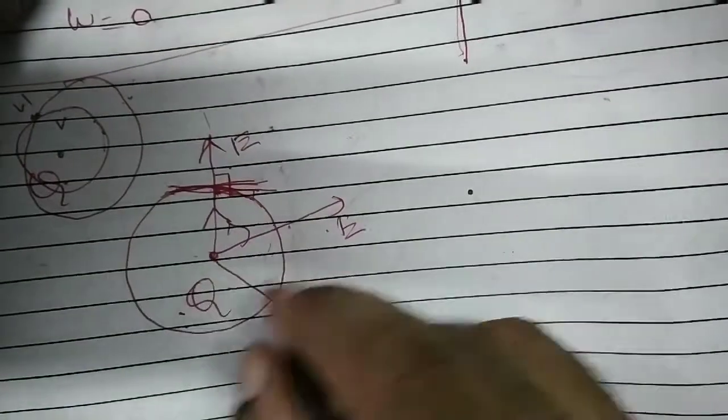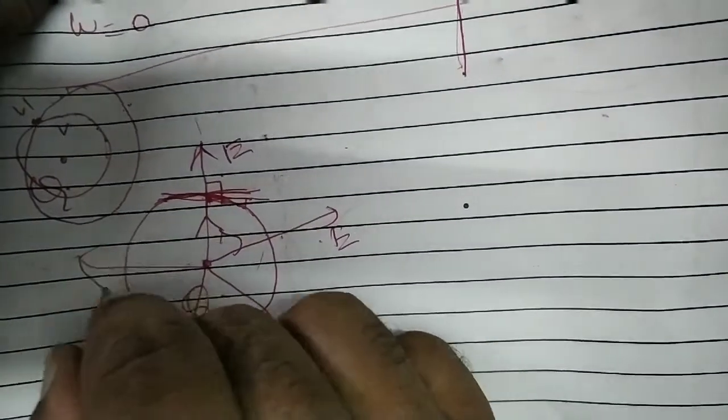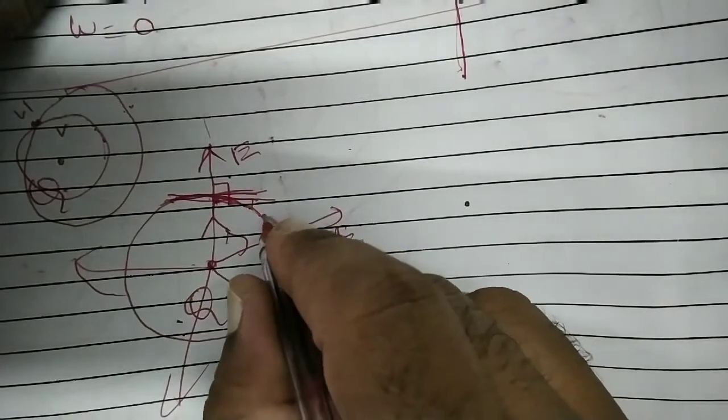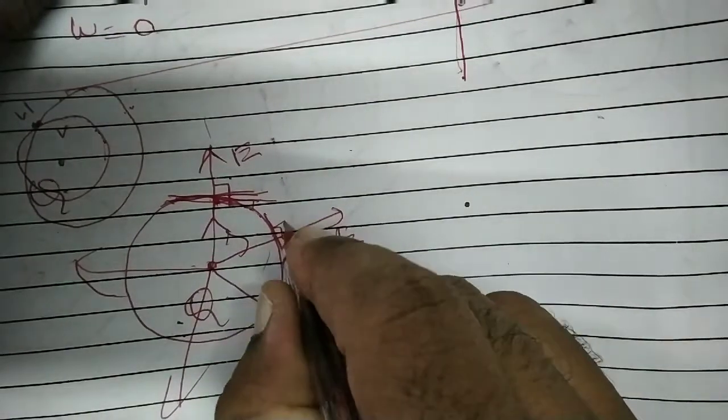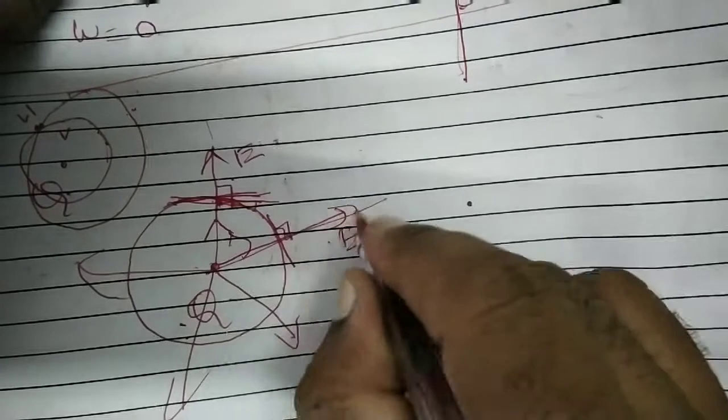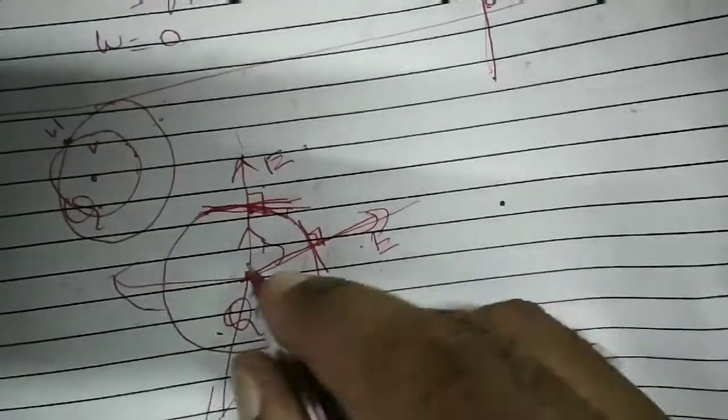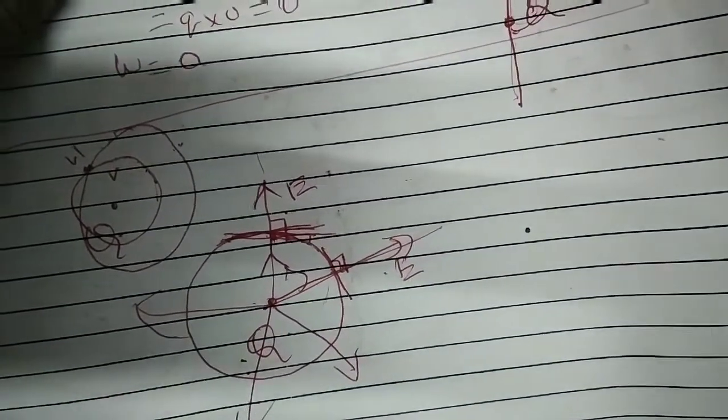That means electric field lines are radial, EPS are spheres, and both are making 90 degrees, because we have to draw a tangent and check it. In that way, the electric field is always perpendicular to EPS. This is the fourth property. So these are the properties of EPS.